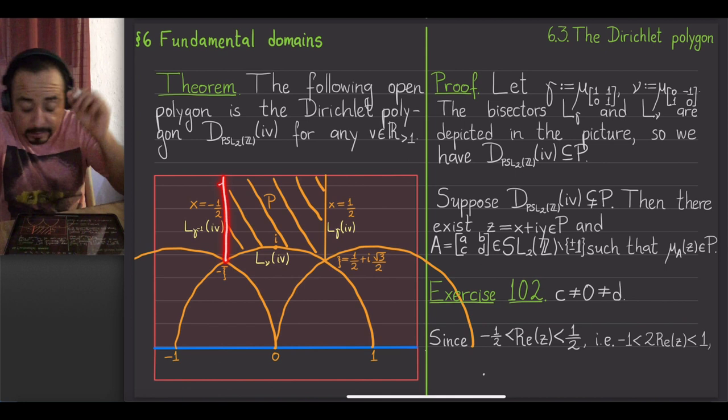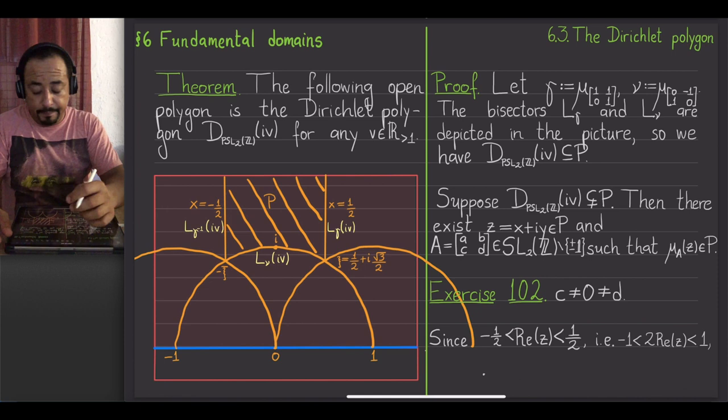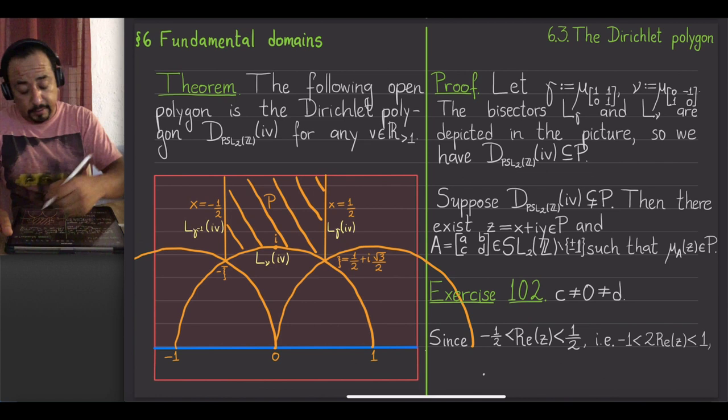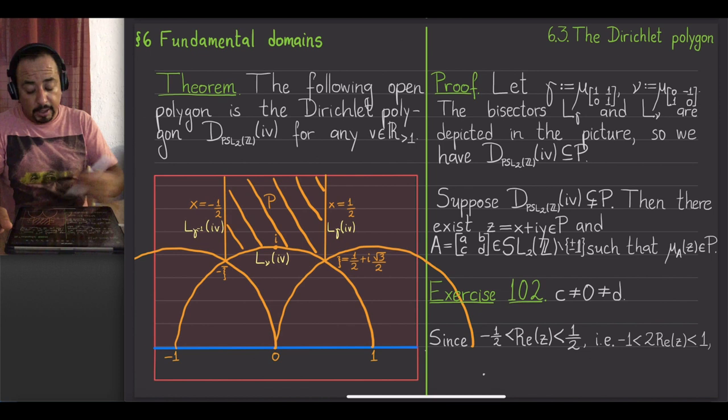So that's easy. It's a good exercise for you to think about it, to get used to these bisectors between your point W and the images, and the images on the elements of gamma. And second, you see, this is a rotation, 180 degree rotation around I.